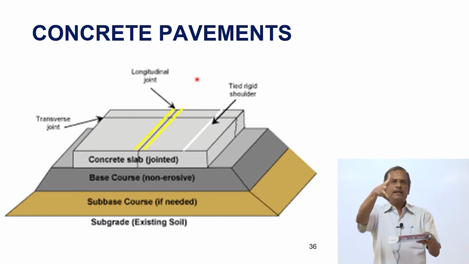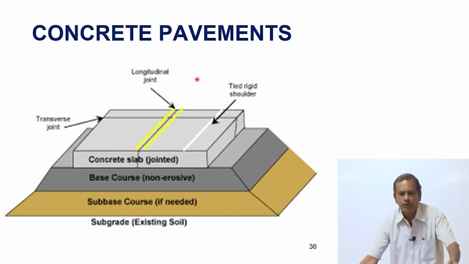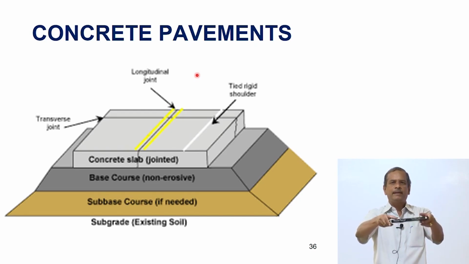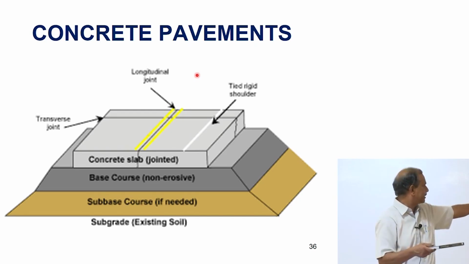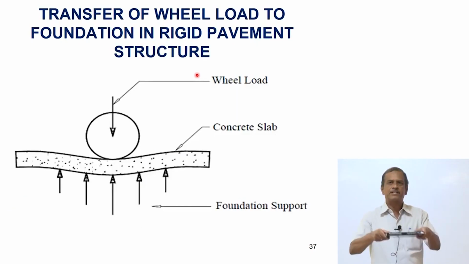So I require a thicker layer if you want to distribute the load to the subgrade level so that the pavement does not fail prematurely. Alternatively, I can go in for a concrete pavement. The concrete pavement takes up the load by slab action. As can be seen here, it consists of different layers again. The concrete pavement takes up the load by a slab action.